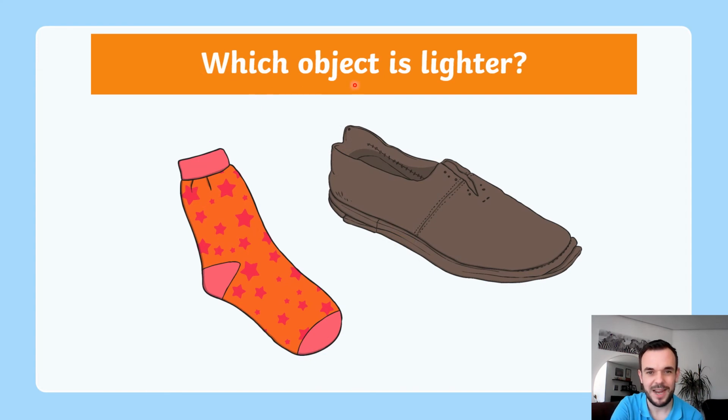Which object is lighter, the sock or the shoe? Well, I think a shoe is a little bit bigger and heavier than the sock, so we can say that the sock is lighter.